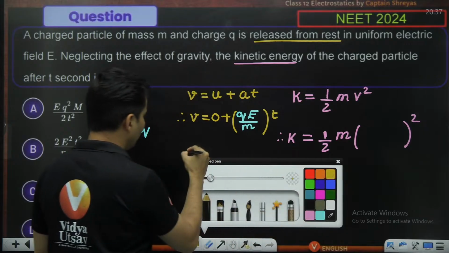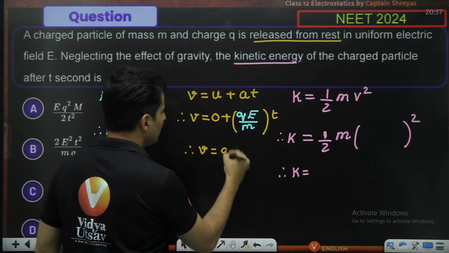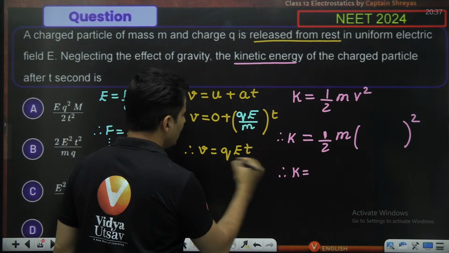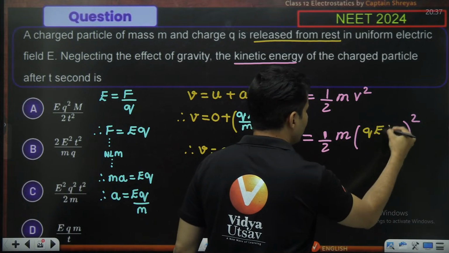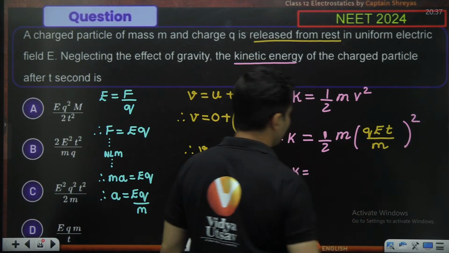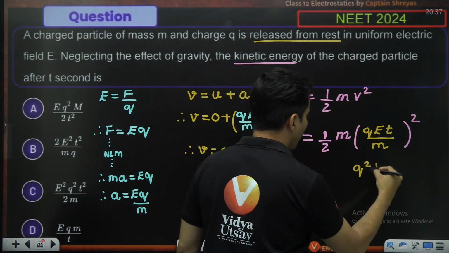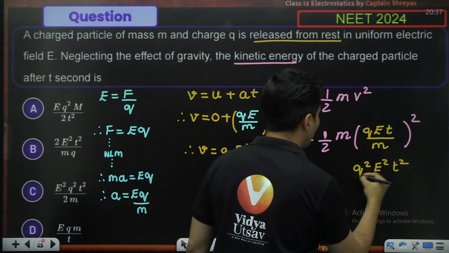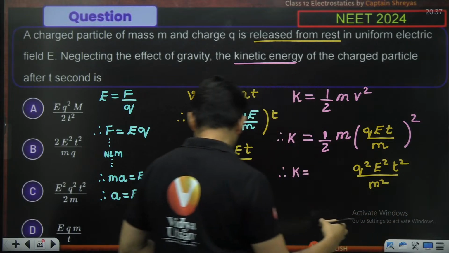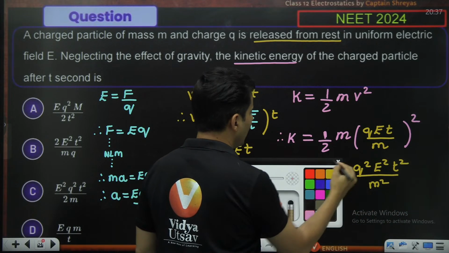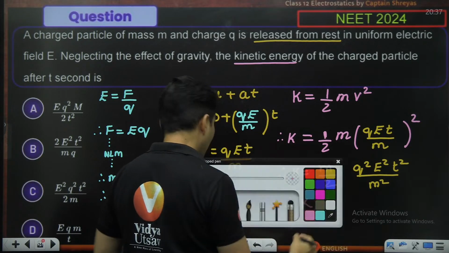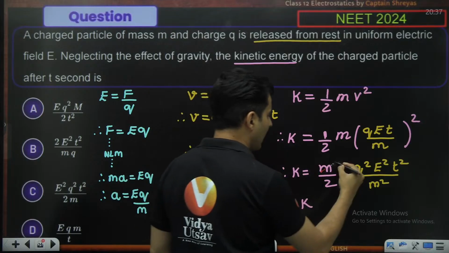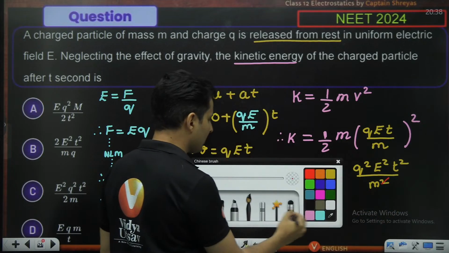So how much is the velocity speed coming out to be? Q E T divided by m. Perfect. Put it over here. Q E T divided by m. So it will become Q square E square T square divided by m square. And over here I have m by 2. So what will cancel, my dear students? I think there is m over here and m over here cancelling out.